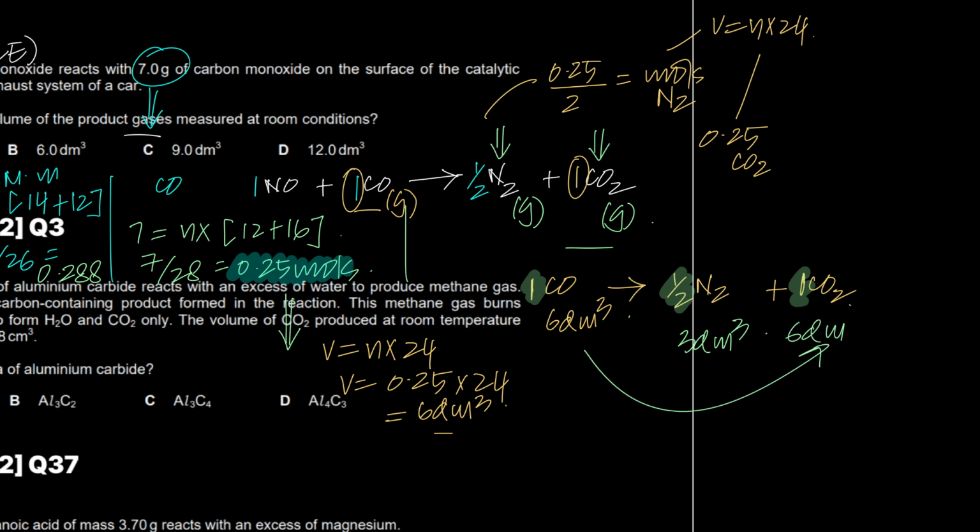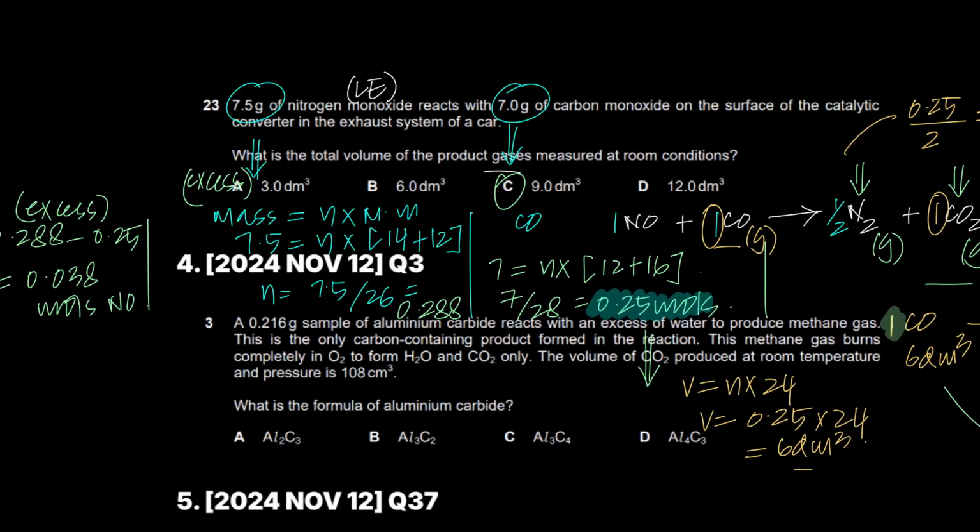So I'm going to add them. This is the total volume right here. So what's the total volume? 9 dm cube. Done? 9 dm cube. And it's also very important to, why did I circle 12? Sorry, my bad. 9 dm cube. C, right? And it's also very, very important to understand one more idea.